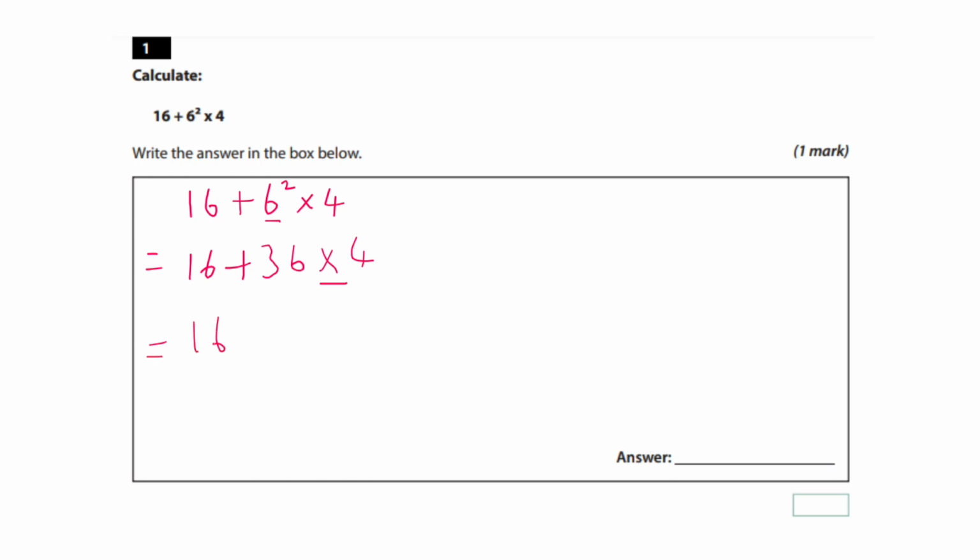16 times, well, let's just do this here, 36 times 4. 4 times 6, 2 6s are 12, 24. 3 4s are 12, 13, 14, 144. That's meant to be a plus sign there, I do apologise. Let's scribble this out. Plus.